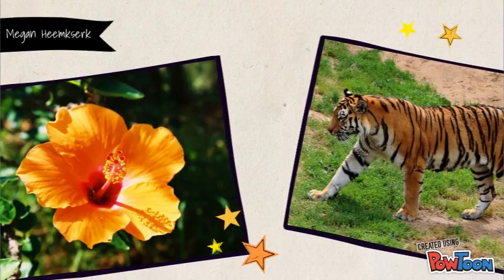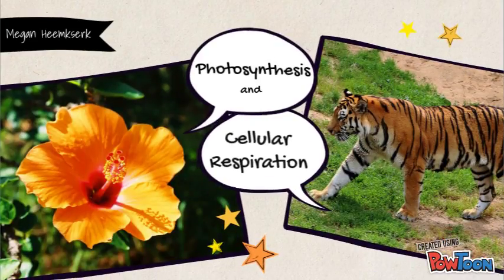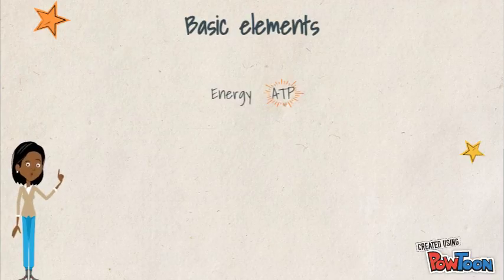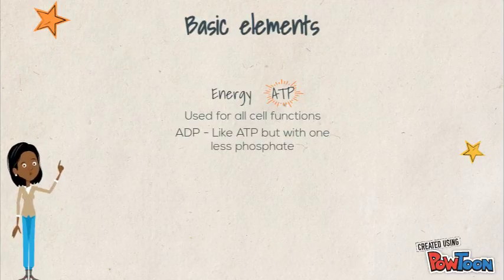Let's take a look at two very interconnected processes, photosynthesis and cellular respiration. To understand these processes, we need to know what the basic elements are. The most important one is ATP, which is energy. It is used for all cell functions. ATP has 3 phosphates, while ADP has 2.